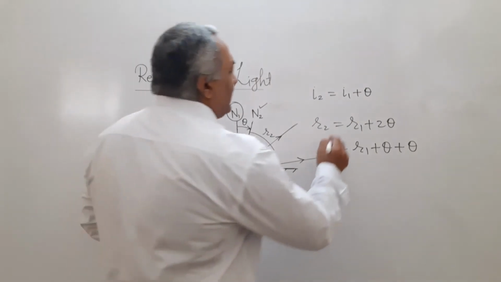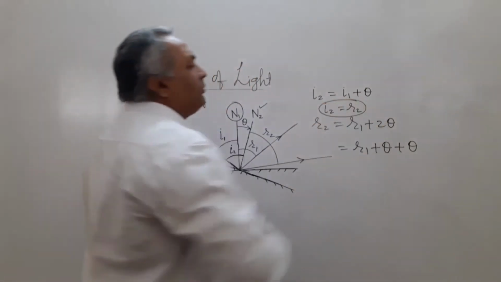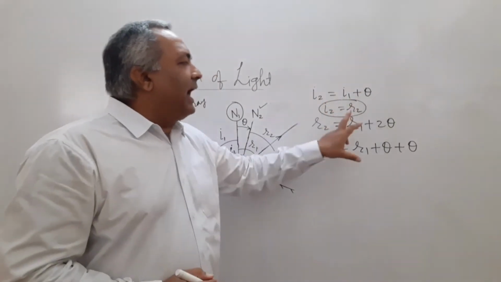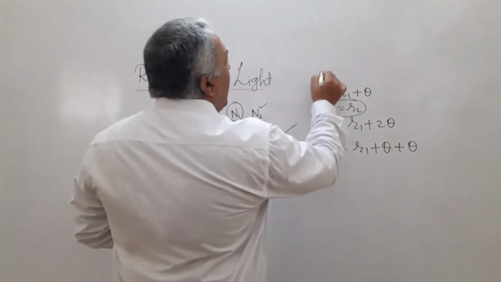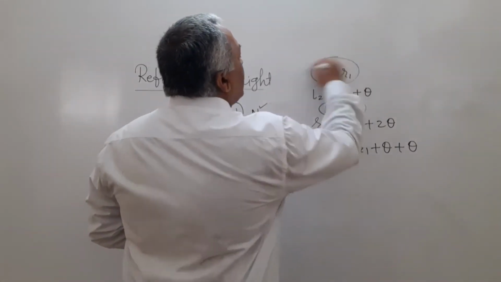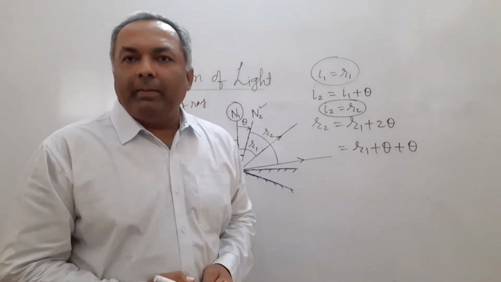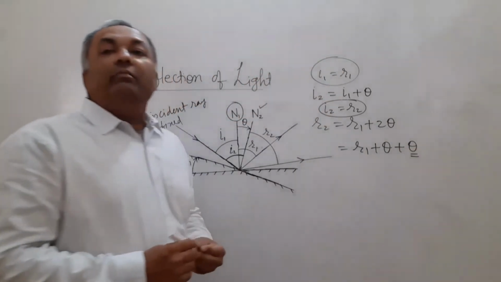First, remember that I2 and R2 both are going to be equal. So if I2 is I1 plus theta, R2 is also I1 plus theta. But because I1 and R1 both are equal, you can write it as R1 plus theta. So where does this extra term theta come into the picture?